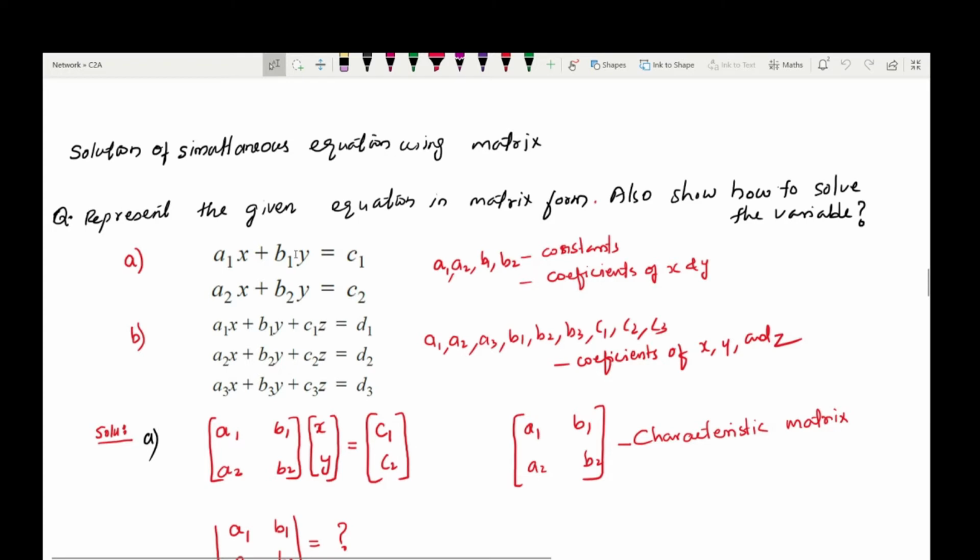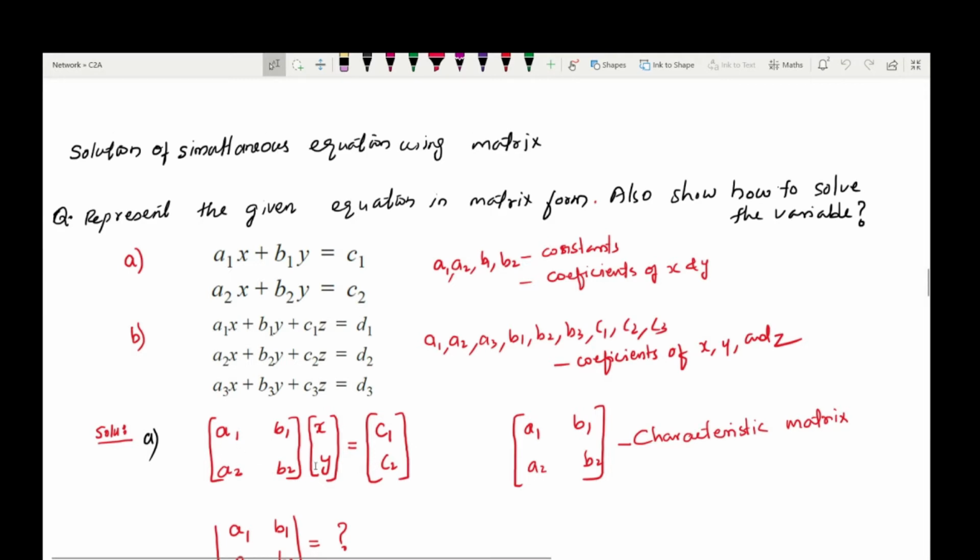Let's consider this first case. So how many variables are there? There are two variables. So we need the 2 by 1 matrix like this, x and y. How is matrix multiplication done? It is multiplied row entry with column entries of the other matrix like this, a1x plus b1y is equal to C1. What is C2? C2 is equal to a2x plus b2y.